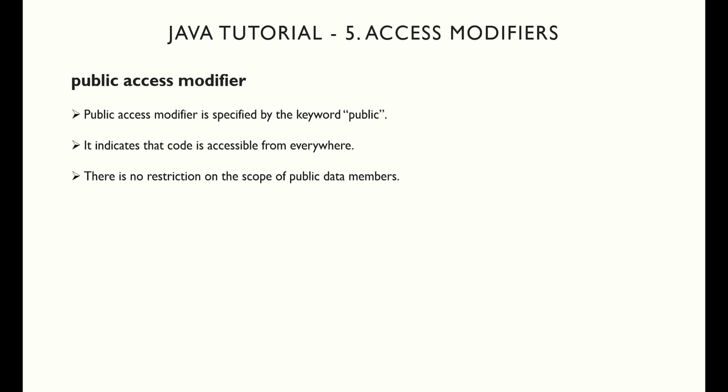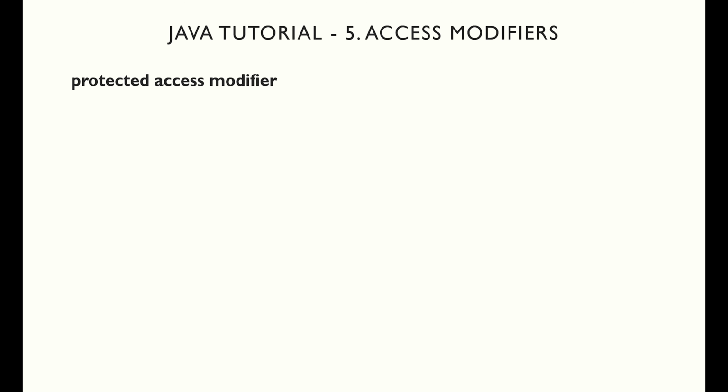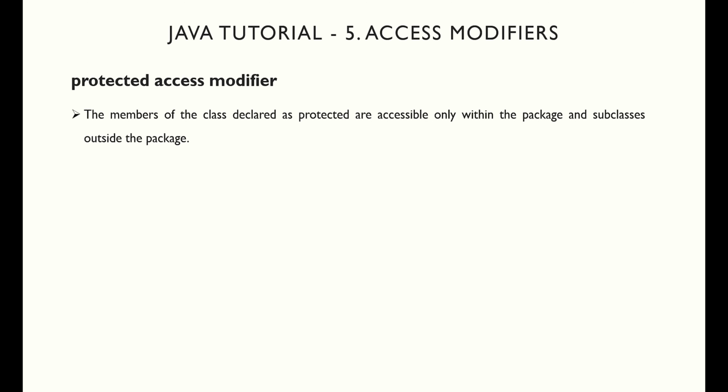This access modifier can be applied to classes, variables, methods, and constructors. Most of the classes in Java are defined as public. Most of the constant variables are declared as public. We use the protected keyword to specify the protected access modifier. The members of the class, wherever I mention members of the class, it indicates methods, variables, and constructors in the class, declared as protected are accessible only within the package and the subclasses outside the package.